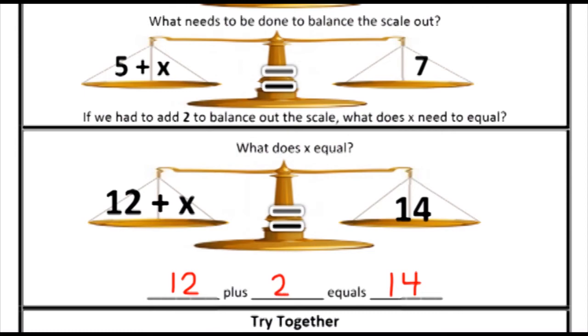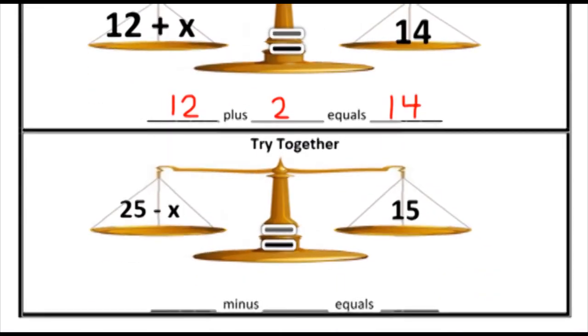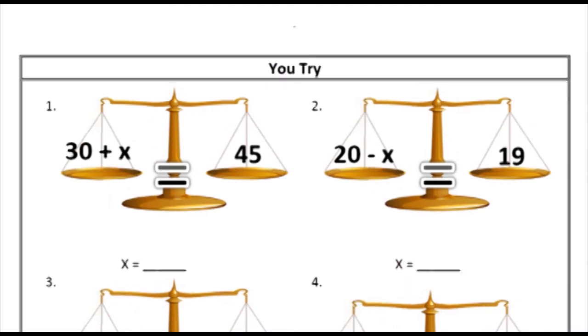25 minus something. 25 minus question mark equals 15. Well, 25 minus what? 25 minus 10 makes 15. We may know this fact in our heads, what we call a fact family. We'll talk about those in class tomorrow. On your own, try these 4 problems, pause the video, and come back when you're ready to answer.